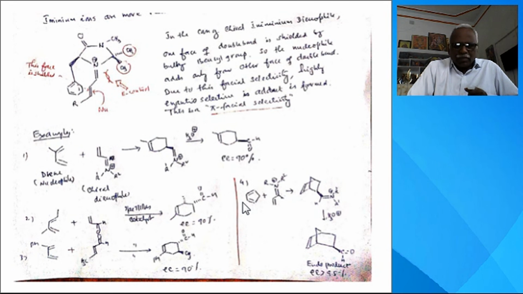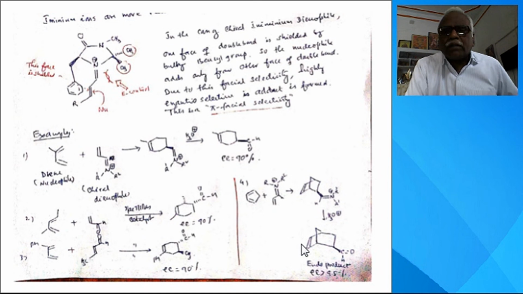The endo product is more stable, as I gave you in pericyclic reactions. Because the HOMO of the diene and the LUMO of the dienophile combine and form a transition state. In the transition state, pi-pi interactions are present for the endo product. Because of the pi-pi interactions, the endo product is more stable. Here, see, this double bond and all these double bonds are on the same side. So the endo product is found in more than 90% yield. So this is about the iminium catalyzed Diels-Alder reaction.